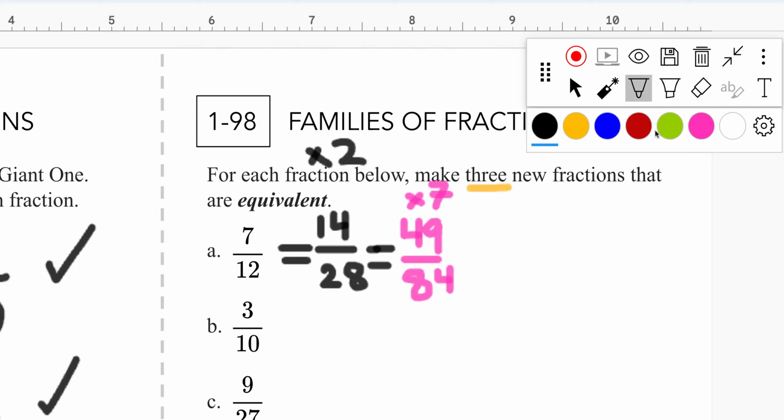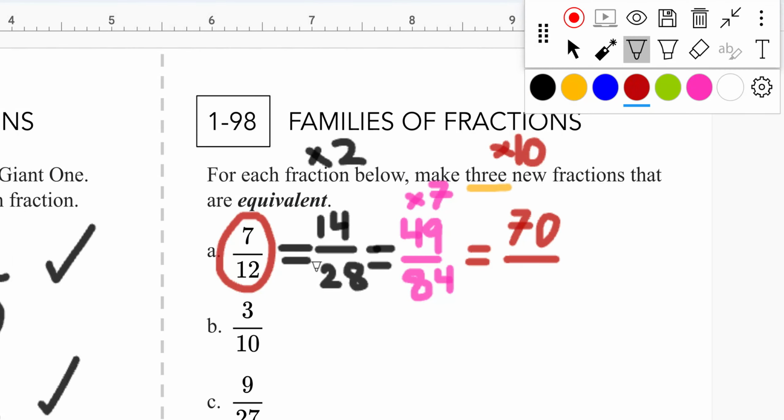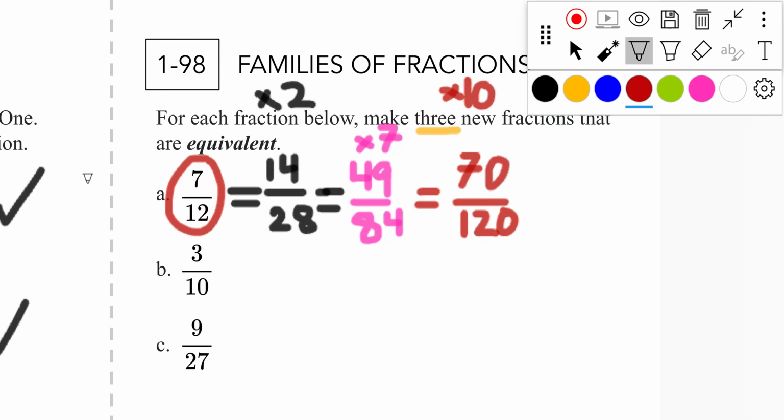There's a lot of equivalent fractions. As a matter of fact, I'm going to do another one that's so popular, so common, which is multiplying by 10, right? Multiplying by 10 is pretty easy. To multiply by 10, all you need to do is add a 0. So if you add a 0, you would get 70 over what? Yeah, 70 over 120. And that would be another way to write that fraction. They're all equivalent fractions. They're all the same.